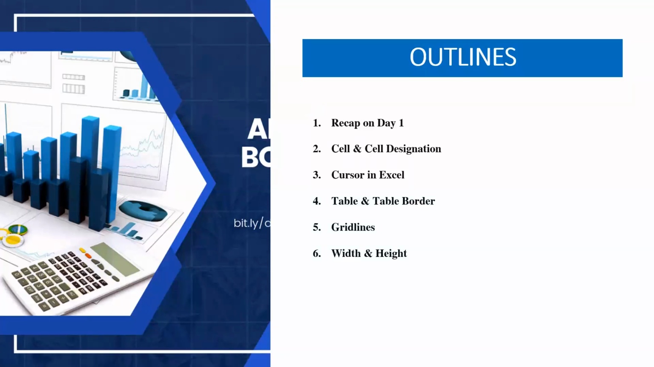We'll have a recap on what we did yesterday, on day 1. Then we'll talk about cell and cell designation. Then we'll talk about the cursor in Excel, table and table border, grid lines, width and height. These are the 6 items that we are going to discuss today.